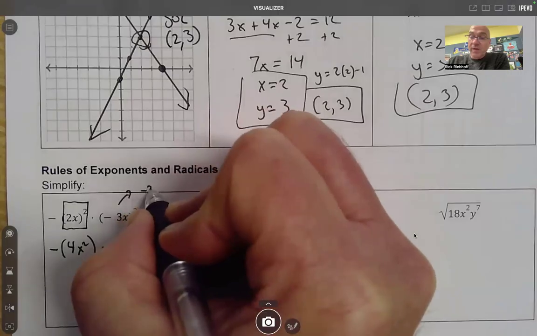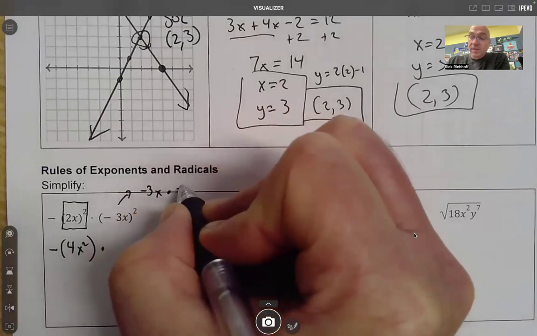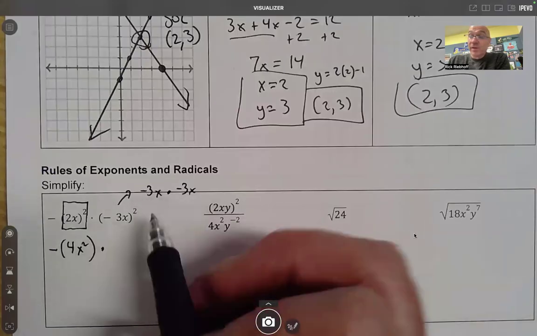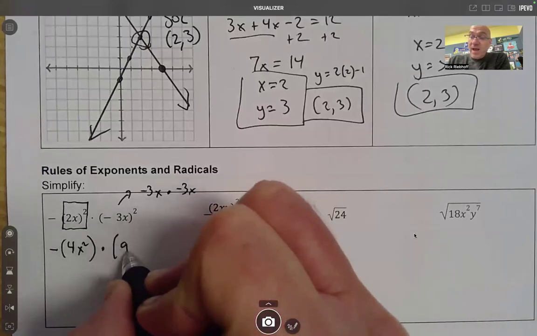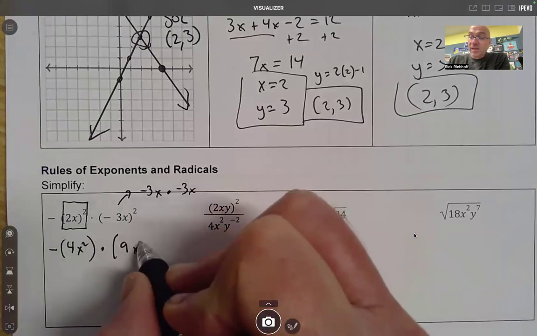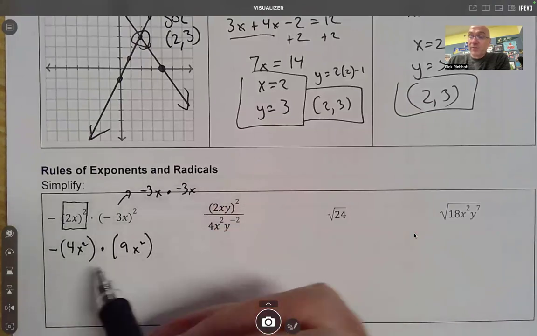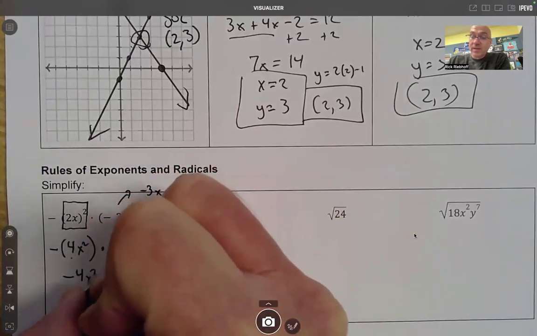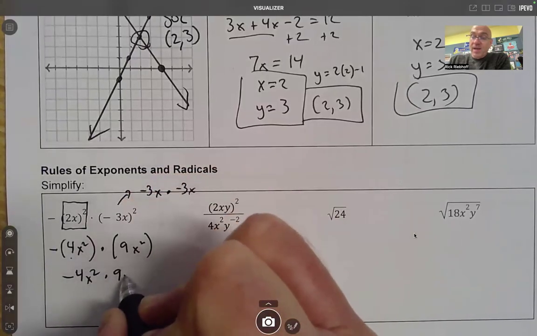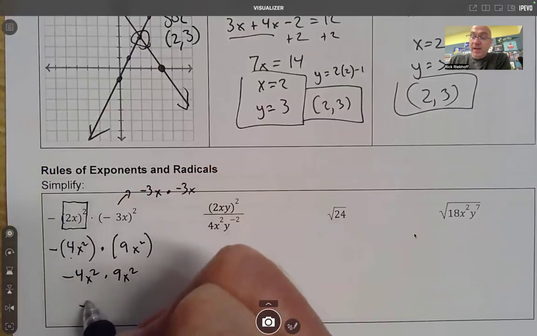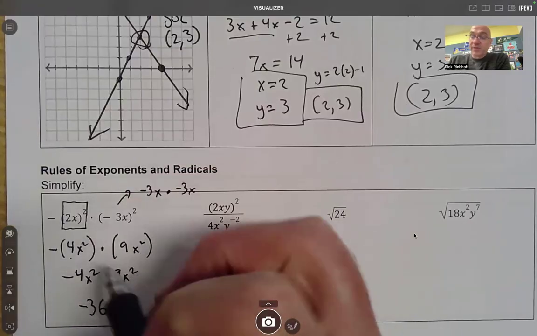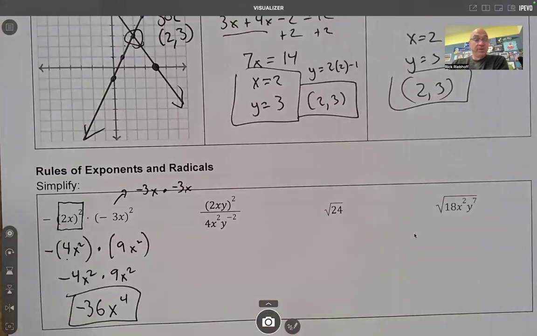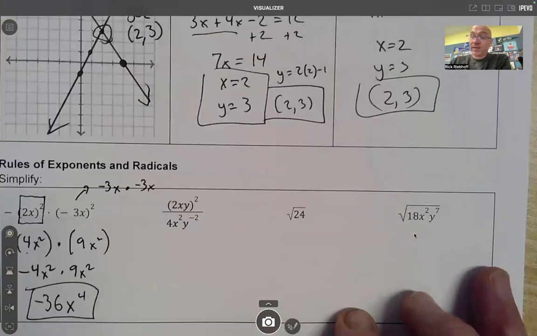You could always pull it out and think about what that means. Negative times negative, positive. 3 times 3, 9. x times x, x squared. There we go. So we got negative 4x squared. I could just write it like that. Times 9x squared. It's going to be negative 36. x squared times x squared, x to the 4th. Beautiful. That looks great. Nice job.